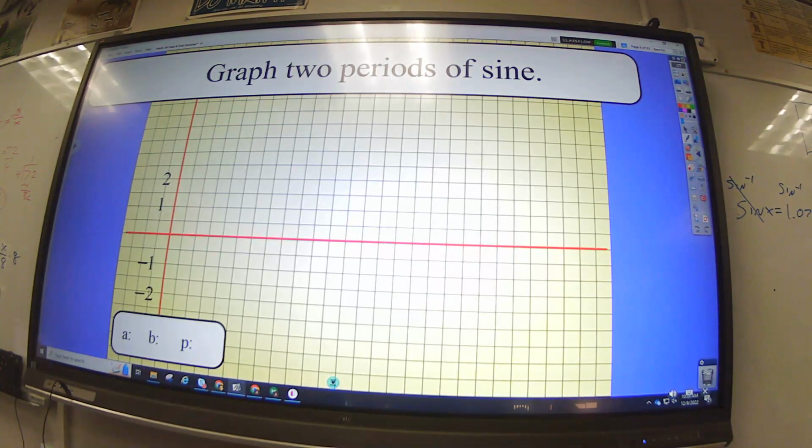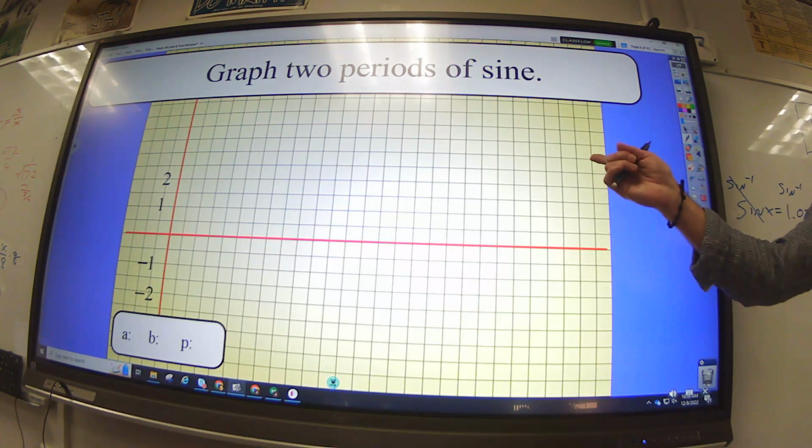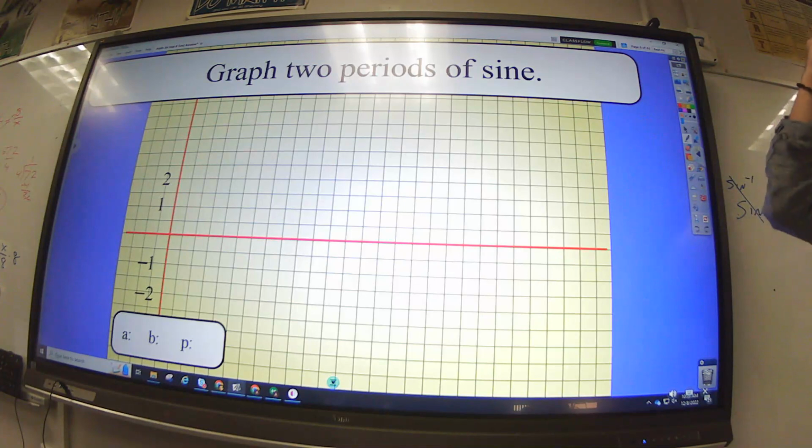Graph 2 periods of sine. Actually, I'm going to be honest with you on the test. I'm going to only ask you to graph 1 period. Just regular, like y equals. No, I'm doing the parent function. This is on the test. Okay, I'm going to answer that question specifically. I feel like I'm giving away part of the test, but what the heck, I'm a nice guy.